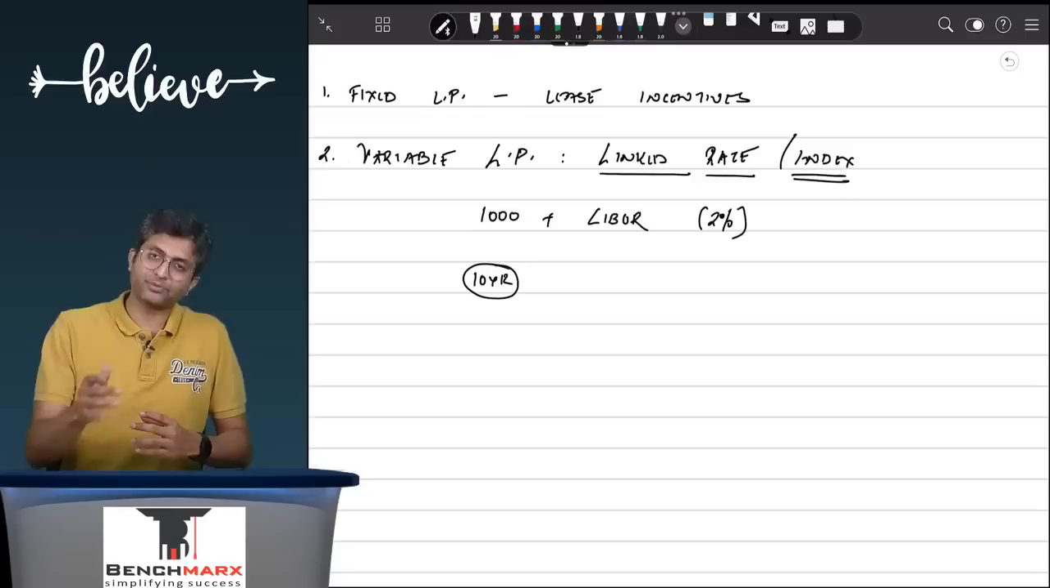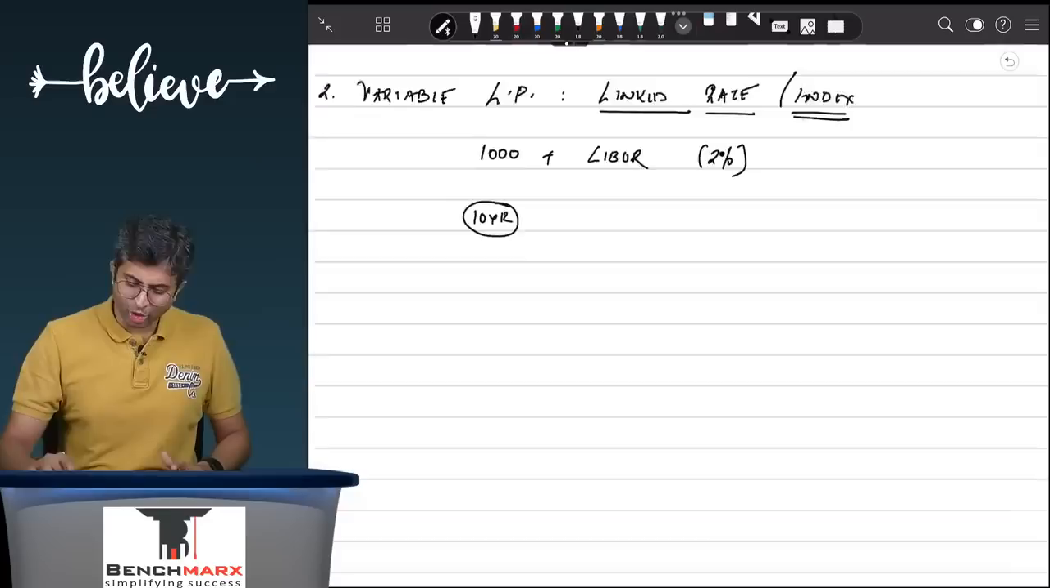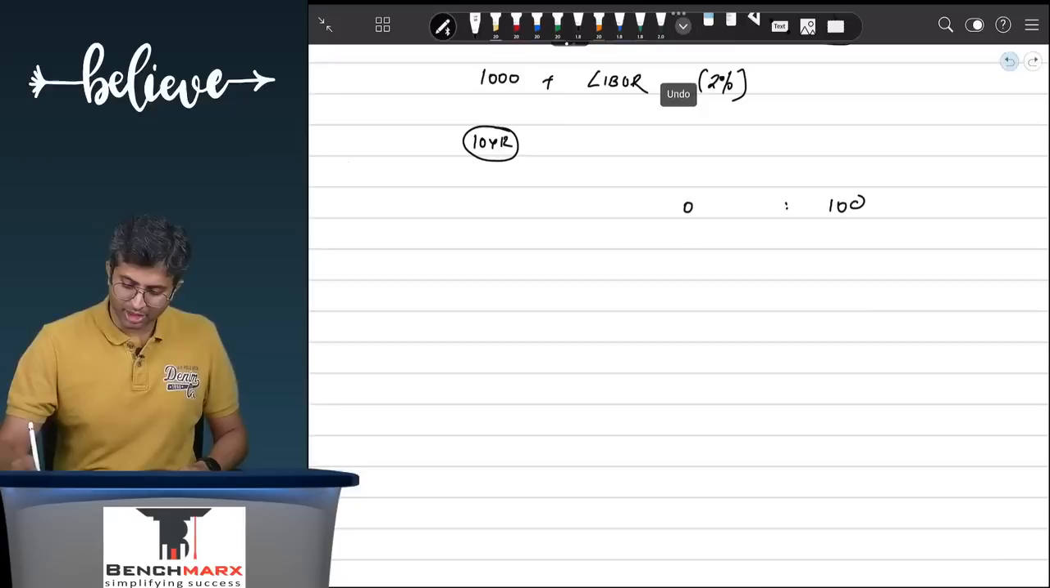There may also be certain cases where the landlord might say from year one only that if there are zero students, you have to pay 100. If there are between, let us say, 1 to 100 students, you have to pay 300.